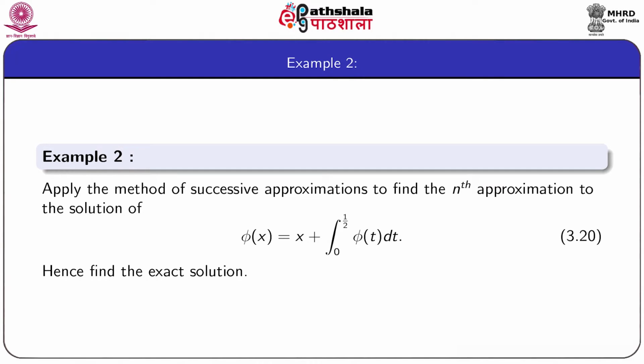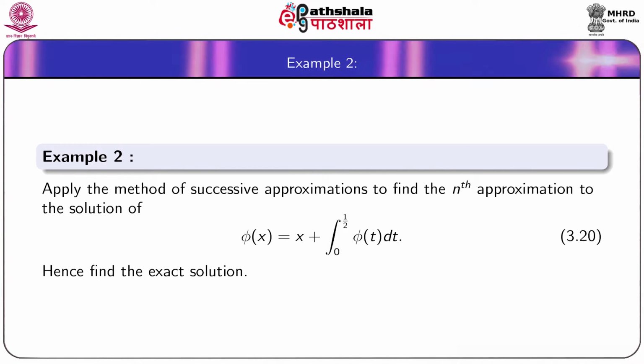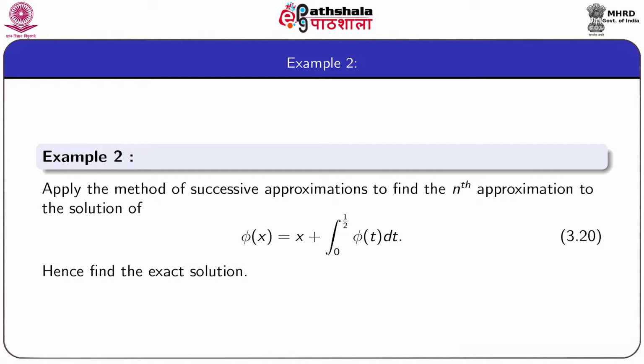Apply the method of successive approximations to find the nth approximation to the solution of the Fredholm integral equation given by phi x equal to x plus integral 0 to half phi t dt, as given by equation 3.20, and hence find its exact solution.